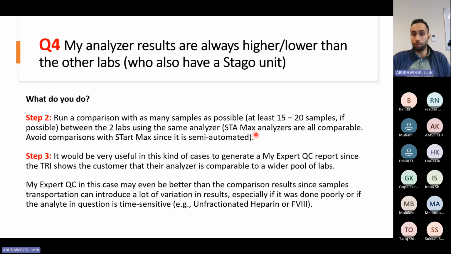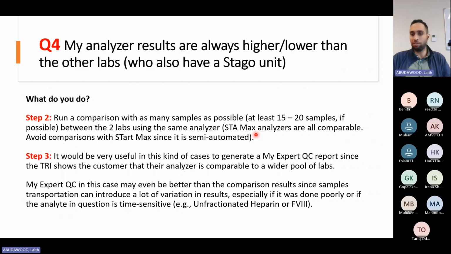StartMax is semi-automated. And that's actually the main reason that you don't have comparison claims for the semi-automated analyzers, because there's a lot of variability that comes from the user. The user is the main variable in semi-automated systems. The way you pipette, the pipette you use, the technician that does the work, etc., can introduce a huge variability. So comparison between an automated system and a semi-automated system is a very bad idea.